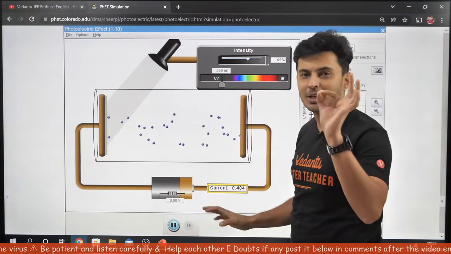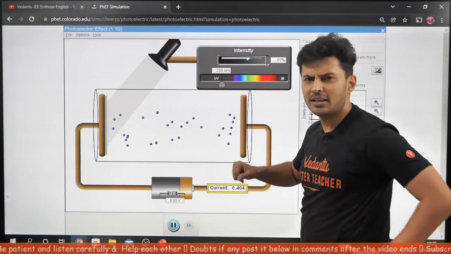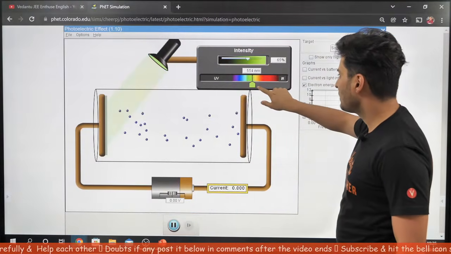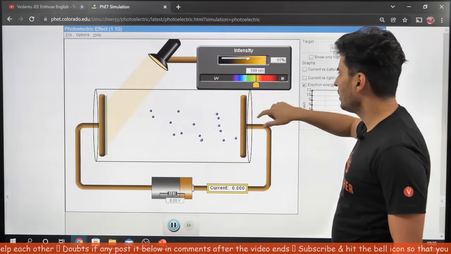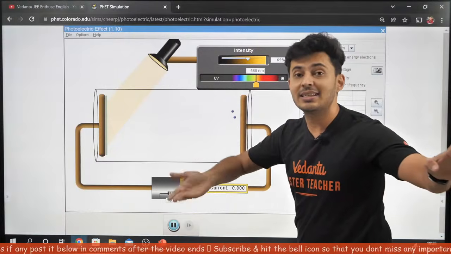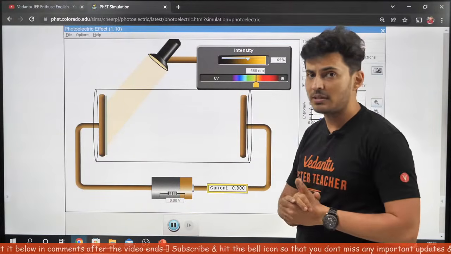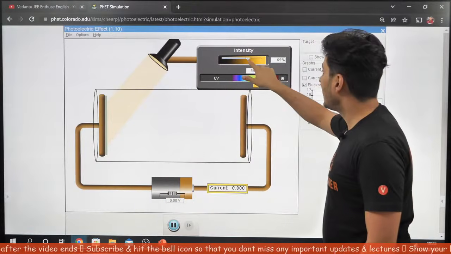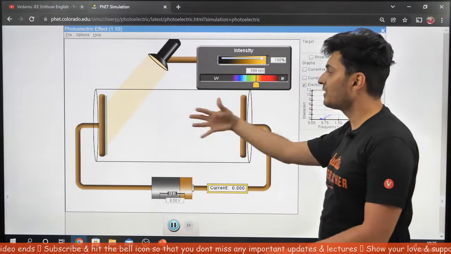Crazy. So this is what you should understand. Now you might think, no sir, I feel that something is wrong. Let's do one thing. Let's make the color yellow or something. The moment I make it yellow, you can see the current disappears because it is less than the threshold frequency. Okay, what if I increase the intensity of light? If I increase the intensity of light also, there is no change.